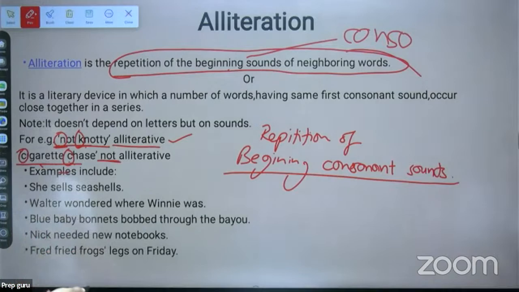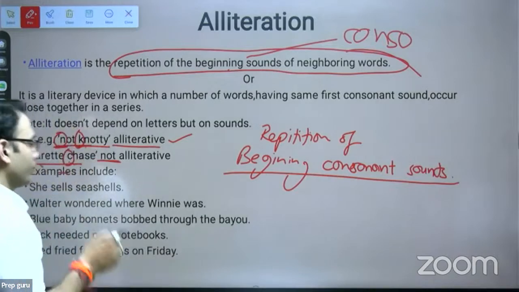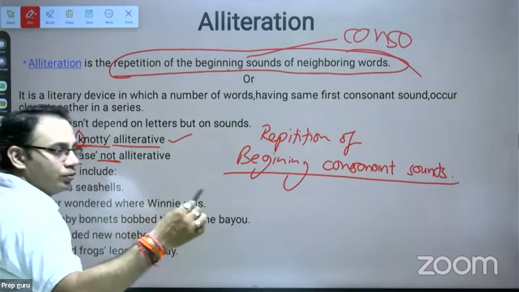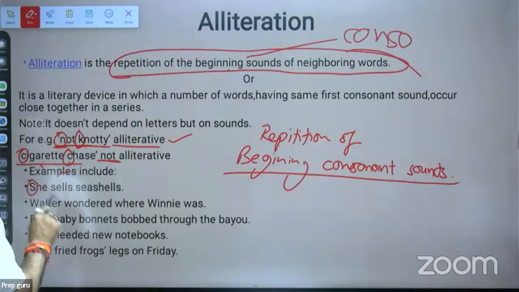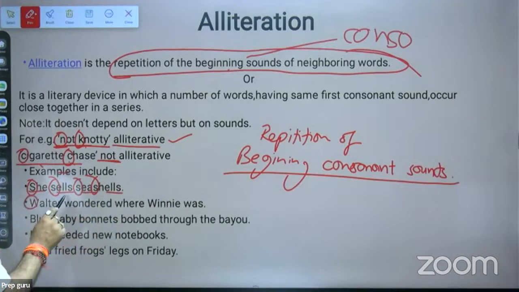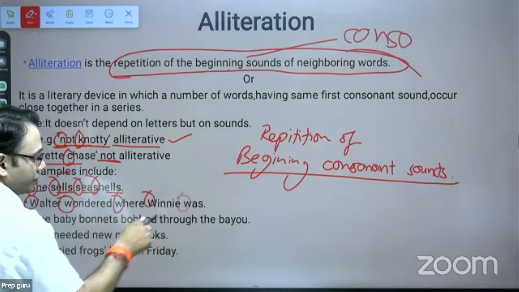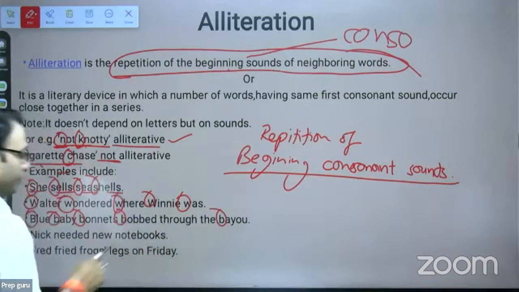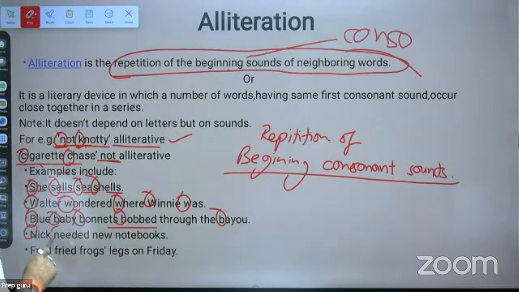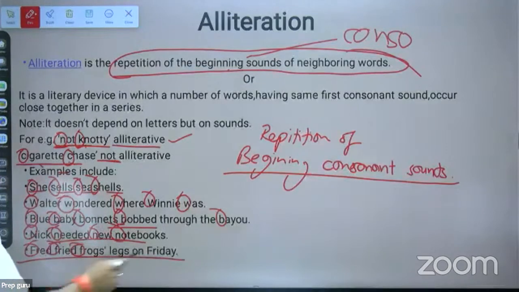But in most cases, see which element students pick. They see, apart from A, E, I, O, U, if they see any letter repeated, they go with alliteration. See this: S is repeated. Seashells. Walter wondered where Winnie was. W is repeated. Blue baby bonnets bobbed through the bay. B is repeated. Nick needed new notebooks. N is repeated. Fred fried frogs on Friday. This is alliteration.